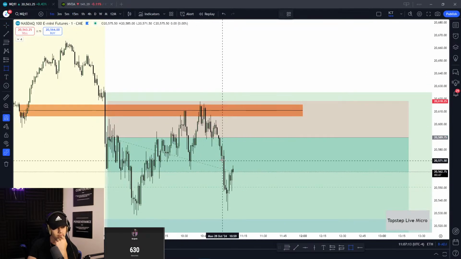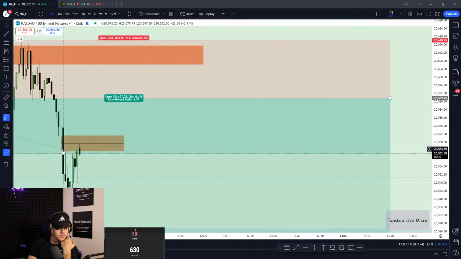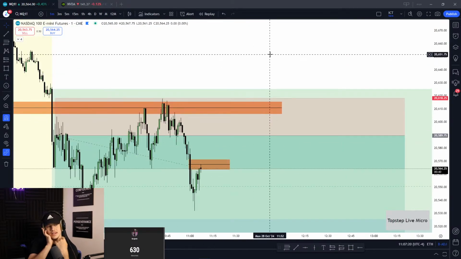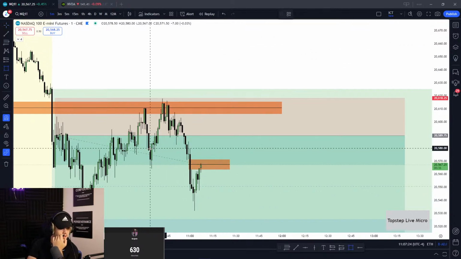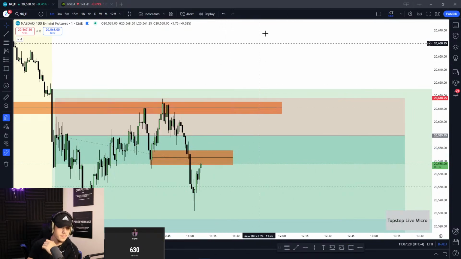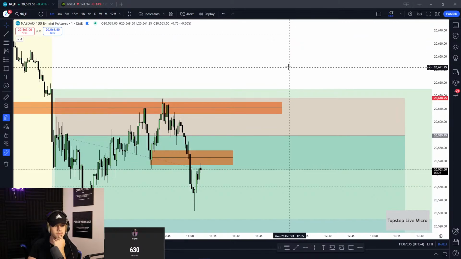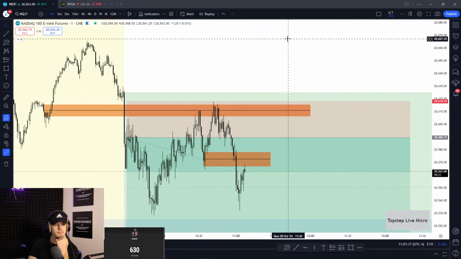Okay, we're in the first presented SIBI. We tapped consequent encroachment, just a little past it. I want to see a bearish rally here. We're also in this breaker. I'm going to draw out the breaker instead. Price should melt towards the opening range gap here.